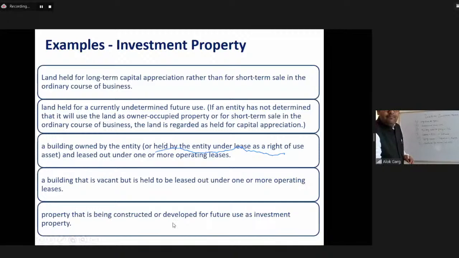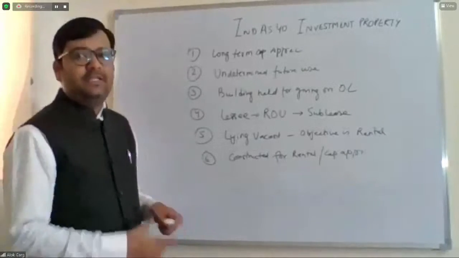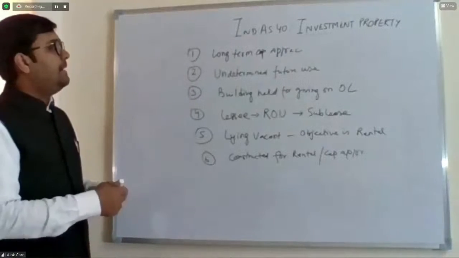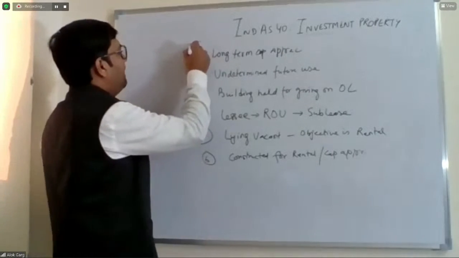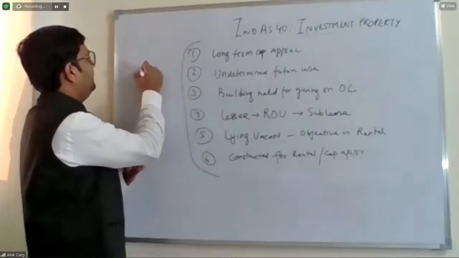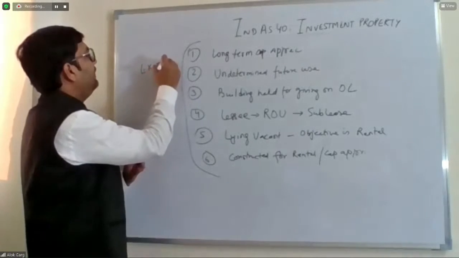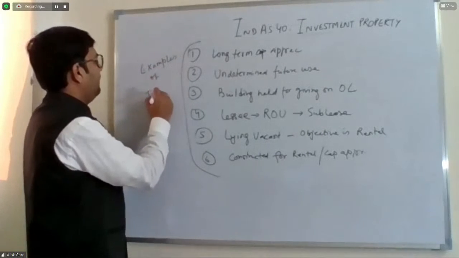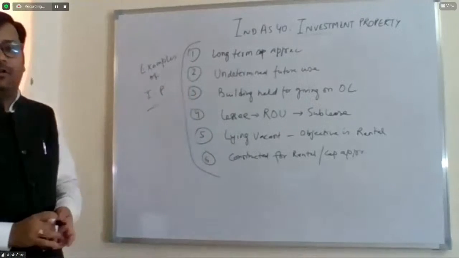Understood? So we discussed this part. These are the examples of investment property. What are the examples of IP?